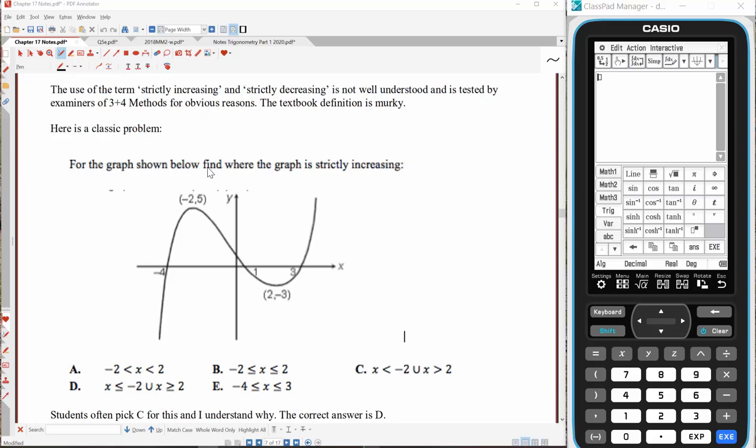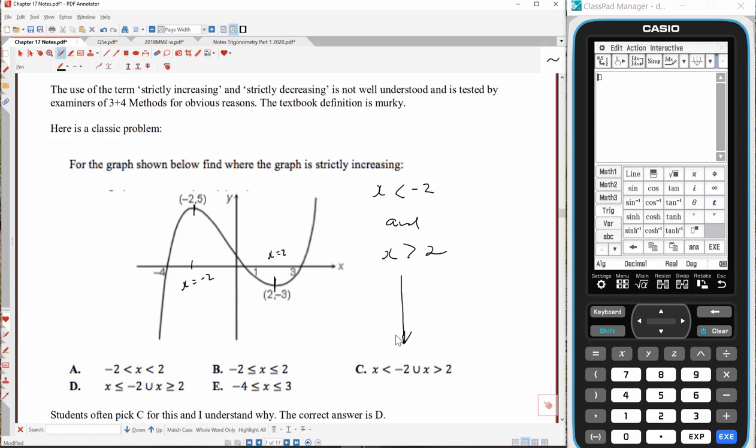So for the graph shown below, find where the graph is strictly increasing. Okay, so what we can see here is we've got increasing here because as x increases, y increases, and it seems to happen all the way up to the turning point there, and it also increases beyond that point there. Okay, so that's x equals 2 there, and that's x equals -2. So most students would say something like this: it increases when x is less than -2 and x is greater than 2.